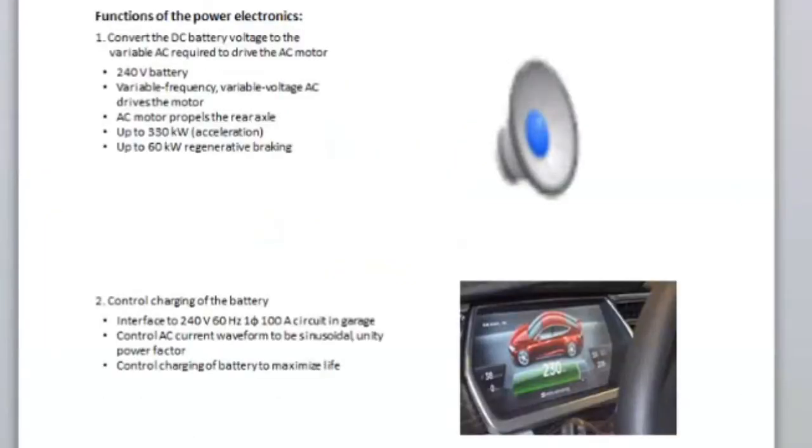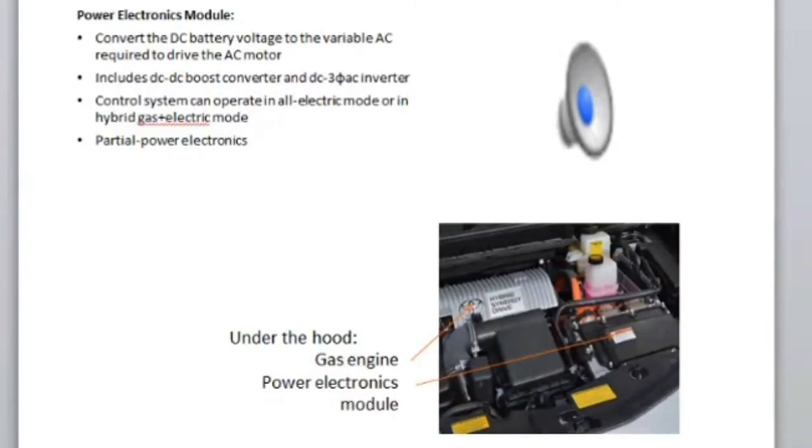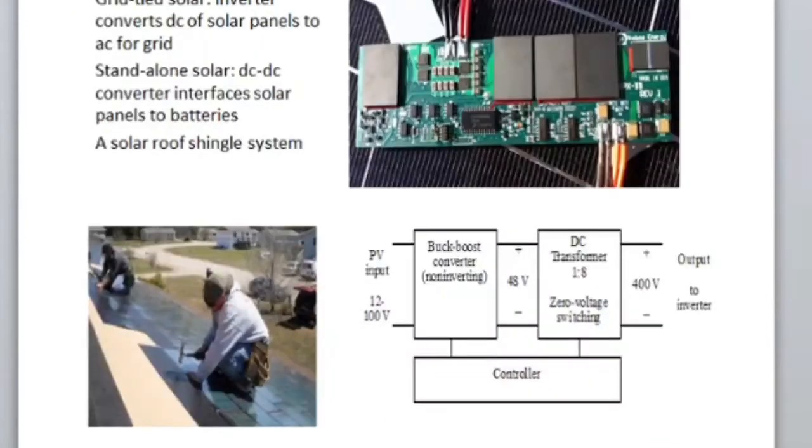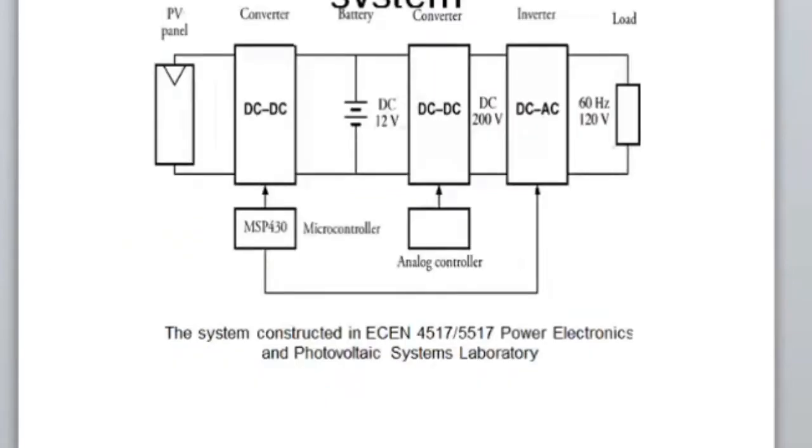Likewise, I give the same examples, like electronic speed control. Next, you will find electric vehicles for charging the battery. Number of examples are there. Next, power electronic systems. You will find a number of examples here. Solar PV system, this is an example of a solar PV system.